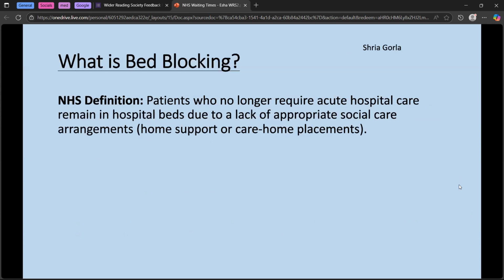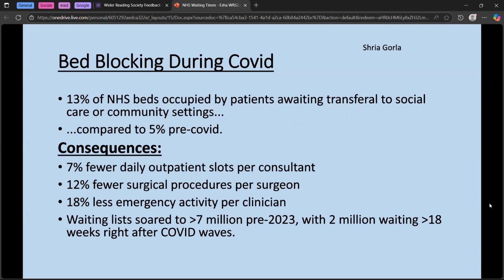Next slide. The NHS definition of bed blocking is the state where patients who no longer require acute hospital care remain in hospital beds due to a lack of appropriate social care arrangements. For example, they can't go home because there's not enough support for independent living, or there aren't enough care home placements. Next slide, please.